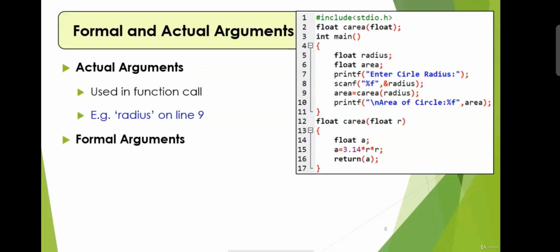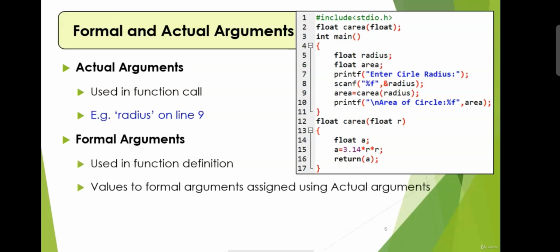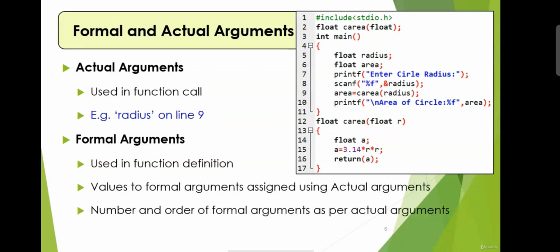Let's discuss the concept of formal argument. Formal argument is used inside the function definition. Values to the formal arguments are assigned using actual arguments. The number and order of formal arguments is the same as that of actual arguments. For example, on line number 12, there is a function definition, and in this line, variable r is a formal argument for the function. So variable r receives the same value which is inside the radius variable, and that value is passed as an argument to the function when the function is called.